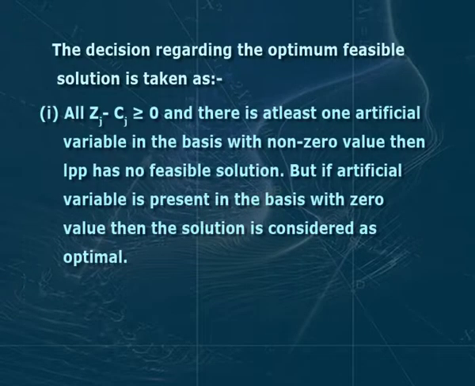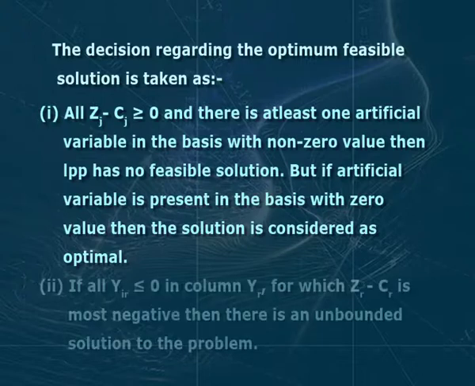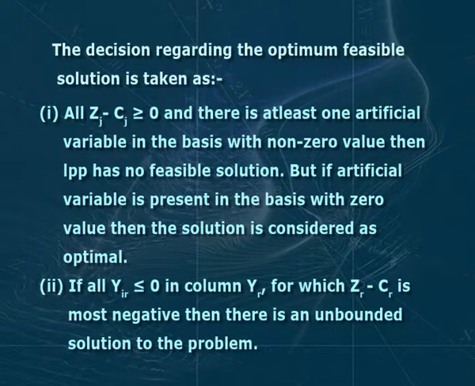1. All zj minus cj greater than or equal to 0 and there is at least one artificial variable in the basis with non-zero value, then LPP has no feasible solution. But if an artificial variable is present in the basis with 0 value, then the solution is considered as optimal. 2. If all yi are less than or equal to 0 in column yr, for which zr minus cr is most negative, then there is an unbounded solution to the problem.